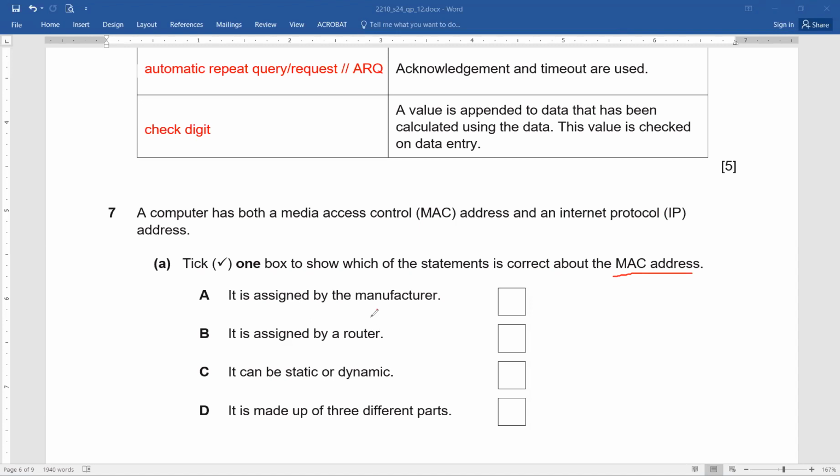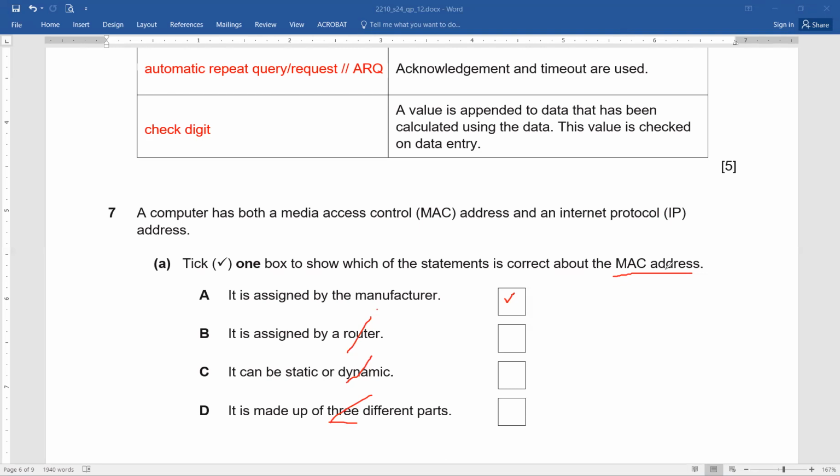Assigned by router? No. Can be static or dynamic? Is static or dynamic for a MAC address? No. It is made up of 3 different parts. Is a MAC address composed of 3 parts? See, this is also wrong. It means the right answer is it is assigned by the manufacturer. So just tick the box and the marks are yours.